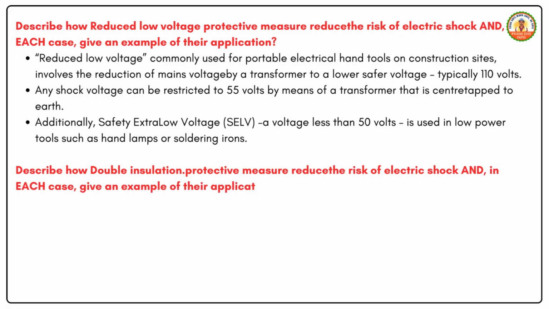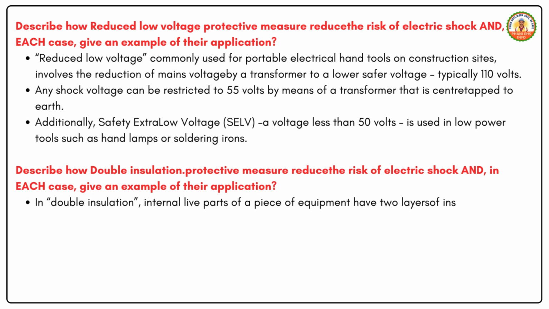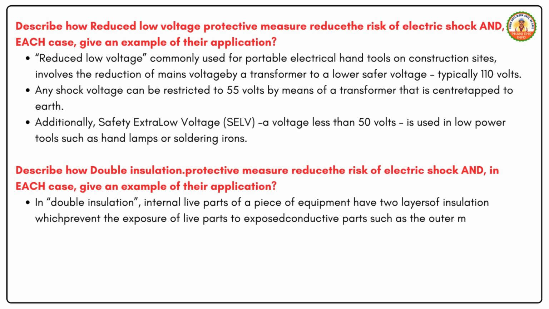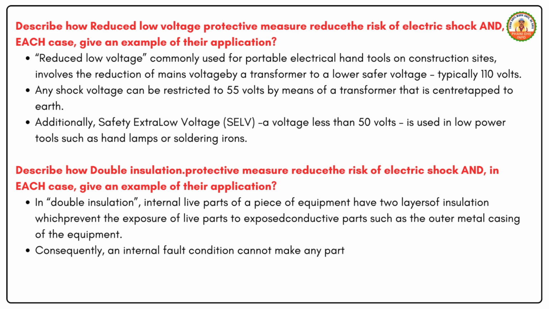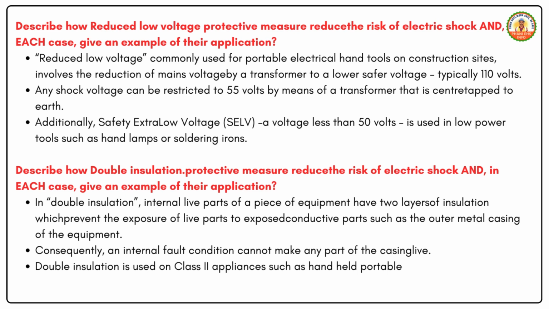Describe how double insulation protective measures reduce the risk of electric shock and, in each case, give an example of their application. In double insulation, internal live parts of a piece of equipment have two layers of insulation which prevent the exposure of live parts to exposed conductive parts such as the outer metal casing of the equipment. Consequently, an internal fault condition cannot make any part of the casing live. Double insulation is used on Class II appliances, such as hand-held portable appliances and non-hand-held portable appliances such as desk fans and desk lamps.